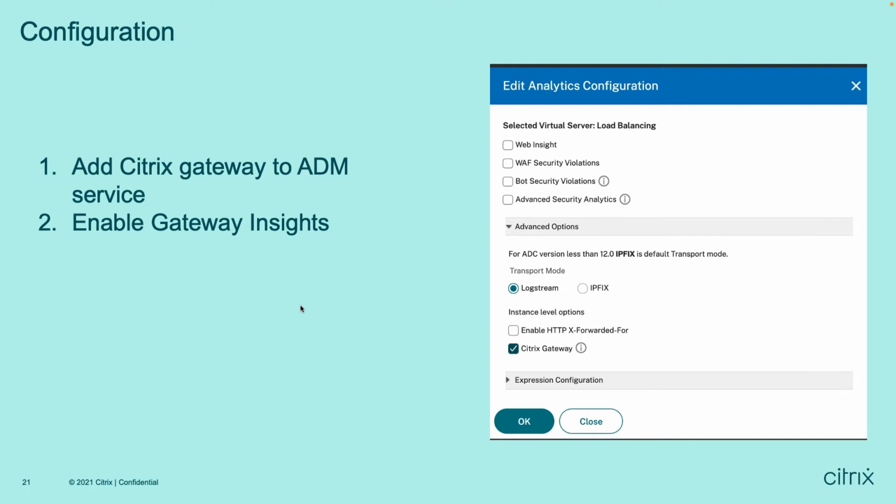Gateway insights can be enabled very easily on ADM service by going into the edit analytics portion and just enabling the Citrix gateway checkbox. The reason why we need gateway insight is that with gateway insights, we get to know the result of an authentication session, whether that particular authentication was a success or a failure. And this result is fed into the ML model that runs on ADM service, which then helps in detecting if an account takeover attempt is in play or not. So it's really straightforward. In fact, most of these prerequisites may already be enabled in your setup.